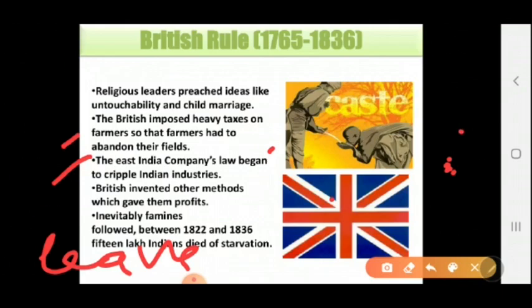So what they used to do was take the raw materials from Indian land and import them to their country, and in their industries these things are refined and made. Once they were prepared, they brought them back to India to sell, and this is how they were gaining double benefits from India.